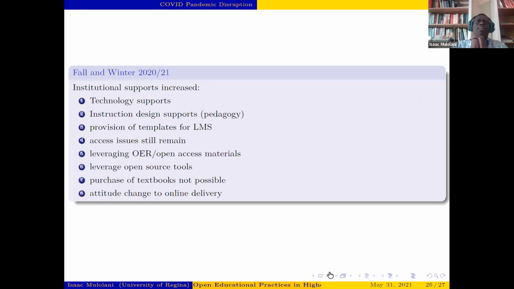But the biggest thing I would say is the change of faculty right across subject areas to online delivery. Faculty right across subject domains have understood that actually delivering things online is actually a good idea. A major change, massive change.